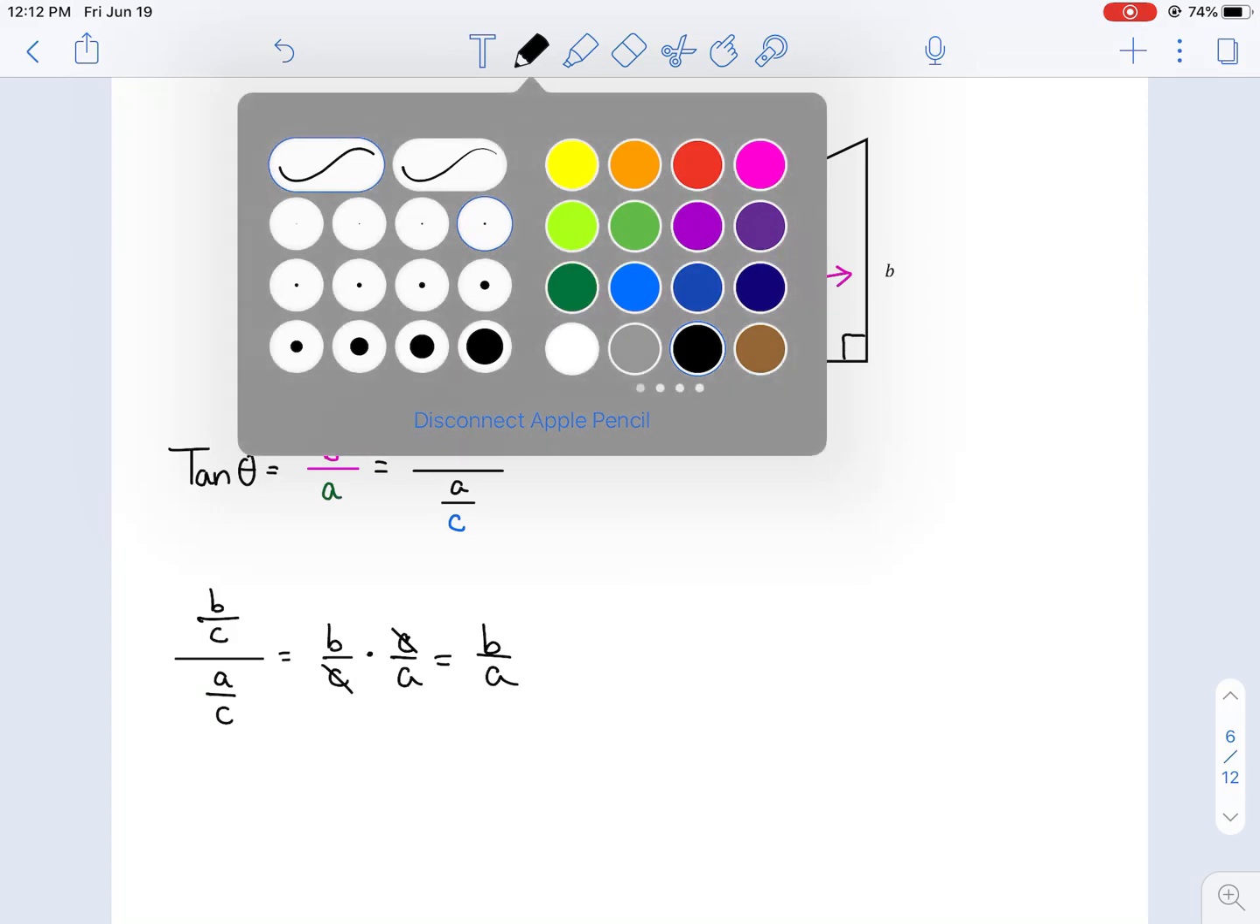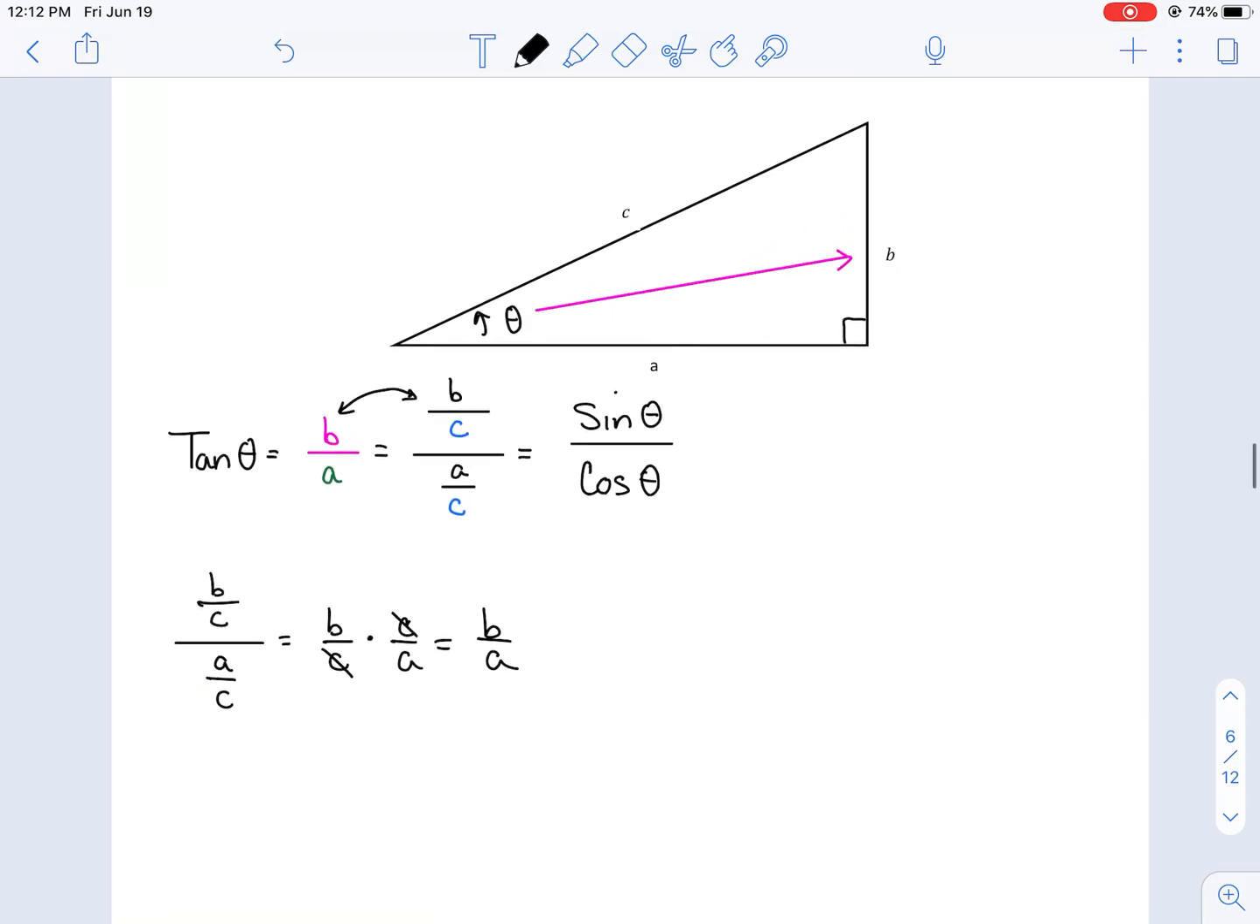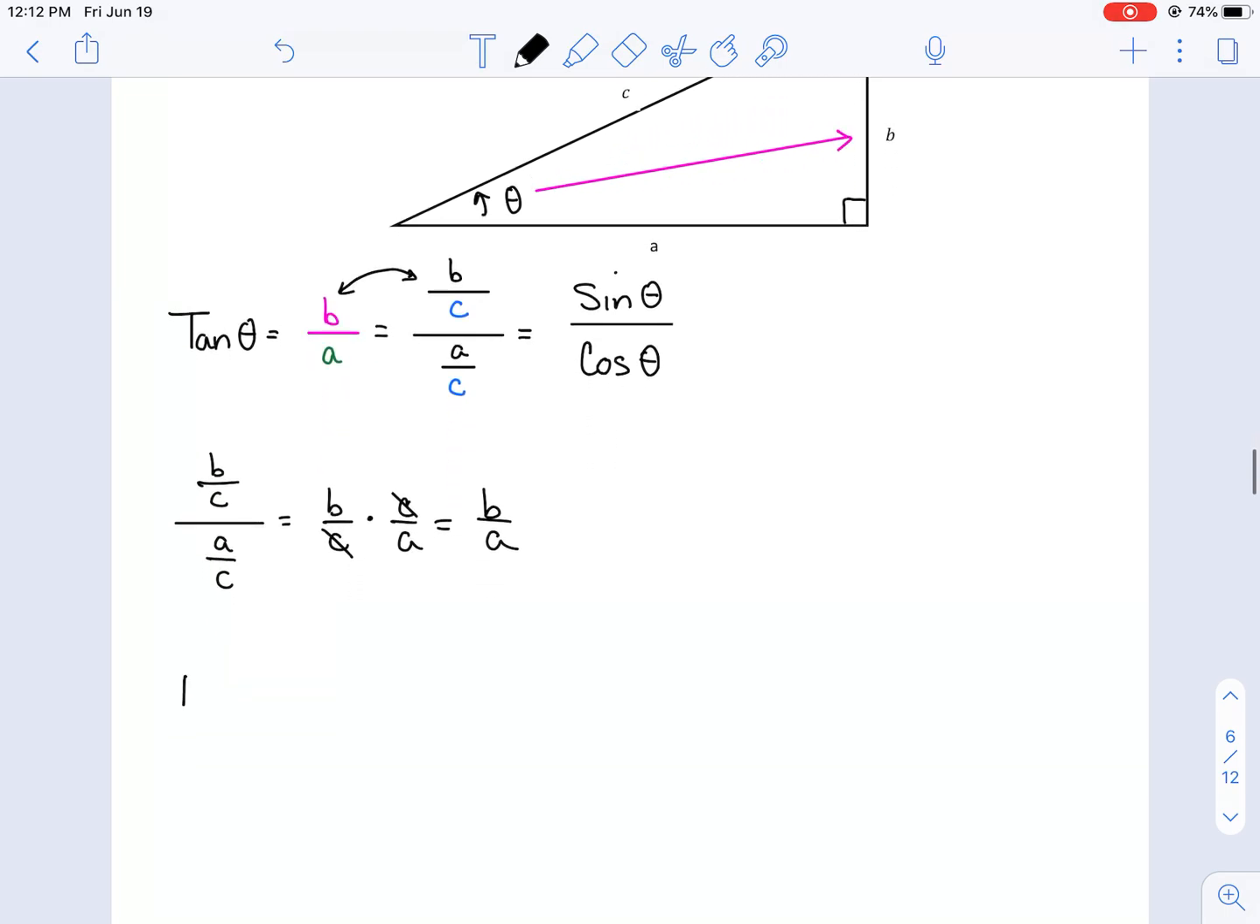Now going back to our identity, b divided by c is the opposite divided by the hypotenuse, and that is sine theta. A divided by c is the adjacent over the hypotenuse, so that is cosine of theta. So the first quotient identity is tangent of theta is equal to sine theta divided by cosine of theta.